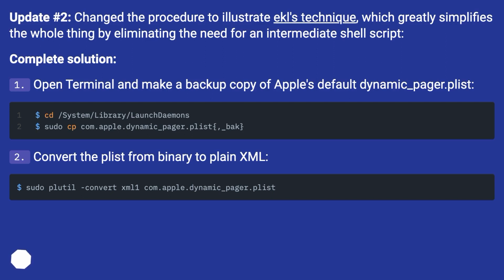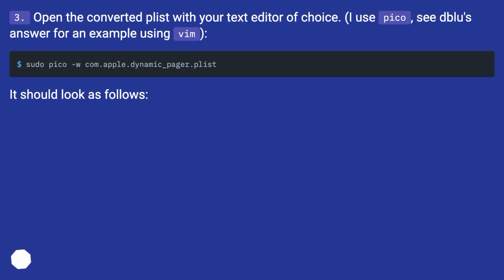Complete solution. 1. Open Terminal and make a backup copy of Apple's default com.apple.dynamic_pager.plist. 2. Convert the plist from binary to plain XML. 3. Open the converted plist with your text editor of choice. I use Pico. See Blue's answer for an example using Vim. It should look as follows.